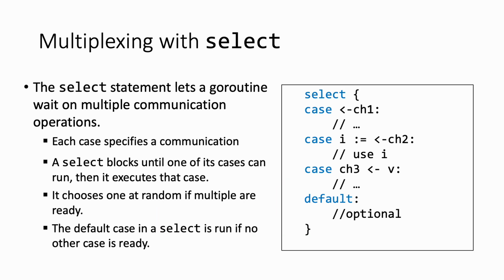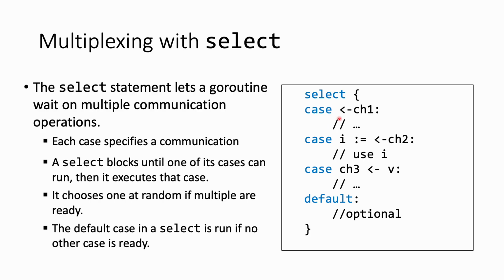Multiplexing channel operations is done by the select statement, which lets a Go routine wait on multiple communication operations. Recall that a communication operation is a send or receive operation on some channel. Like a switch statement, a select statement has a number of cases and an optional default case. Each case specifies a communication and an associated block of statements.